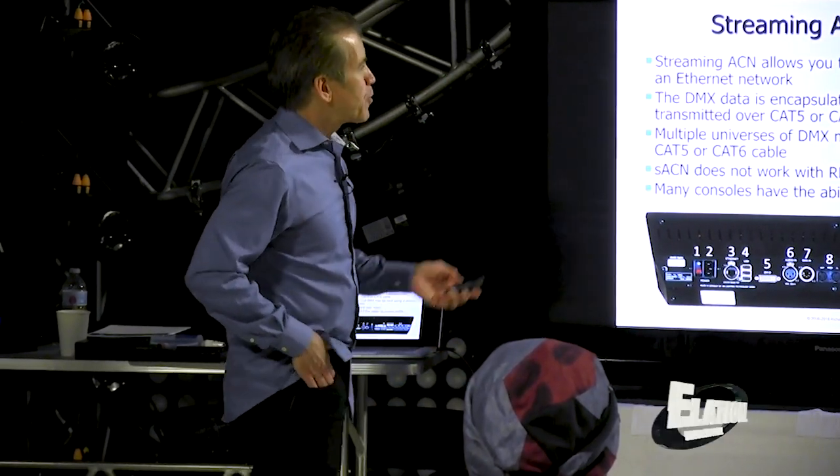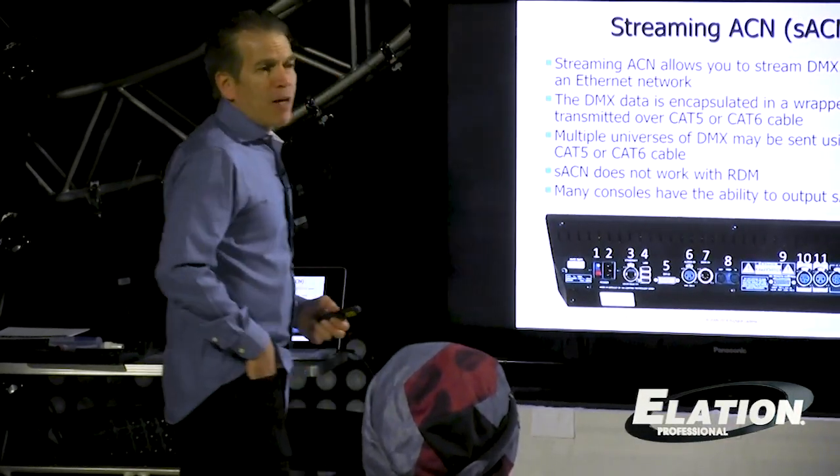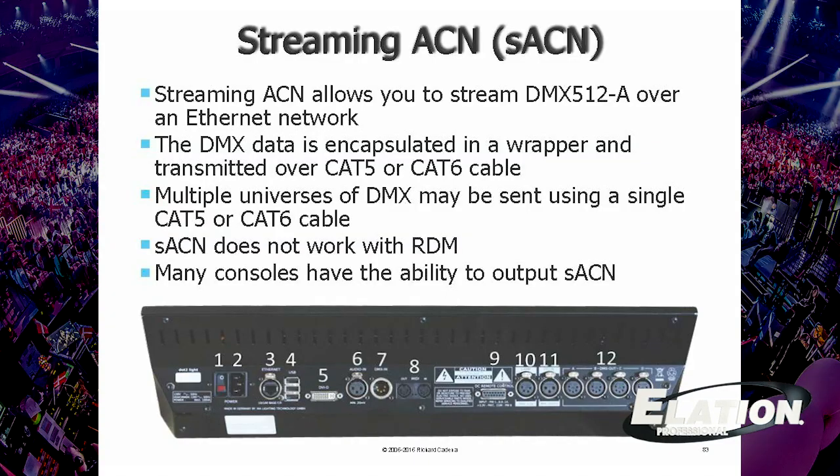So streaming ACN, or little s big ACN, is another protocol. This is an industry standard protocol that transports DMX data over an Ethernet network. And just like ArtNet, it puts the DMX data in an Ethernet wrapper and sends it out over the network. You can send multiple universes of DMX using a single Ethernet cable. But streaming ACN does not work with RDM, whereas ArtNet does.